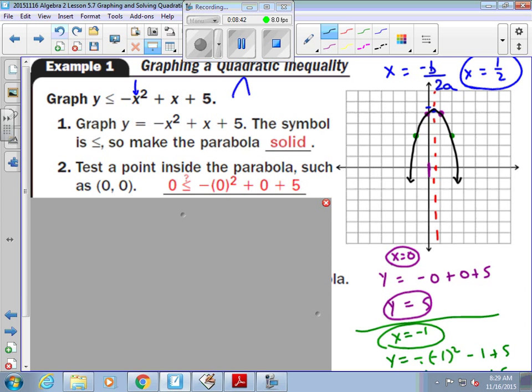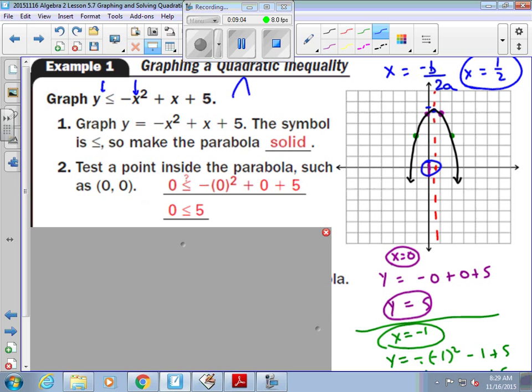Pick a value. 0, 0 is not on the graph, so plug in 0, 0. In place of y, 0 is less than or equal to negative, in place of x, 0 squared, plus 0 in place of x, plus 5. So 0 squared is 0. Negative 0, there's no such thing, plus 0. The right side is simply going to say 5. The left side is going to say 0. You have to check, is this a true statement? Is 0 less than or equal to 5?